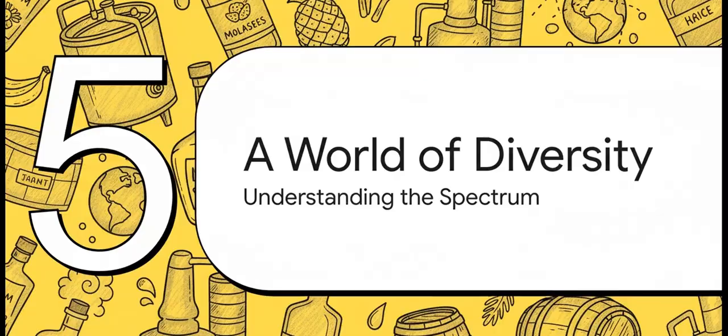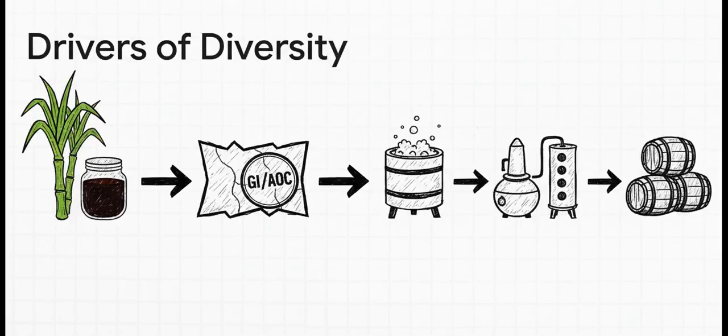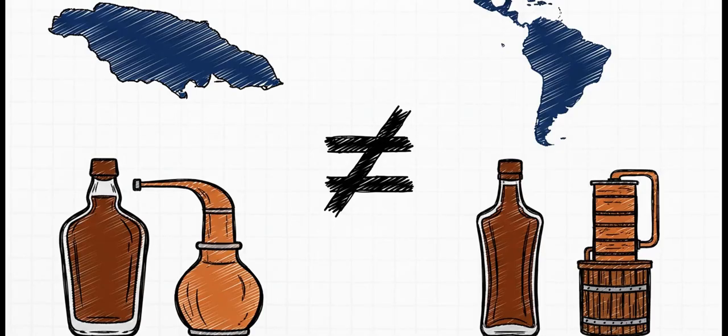So how do all these factors come together to create that incredible diversity we see on the back bar? Let's connect the dots. Rum's variety isn't random. It's the direct result of deliberate choices at every single stage of production. And all of them are deeply rooted in a specific location and its traditions. It starts with the raw material, it's governed by those regional rules, and then it's shaped by unique approaches to fermentation, distillation, and aging.